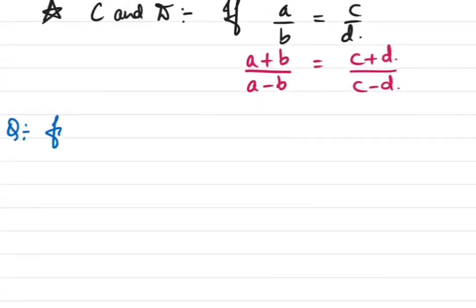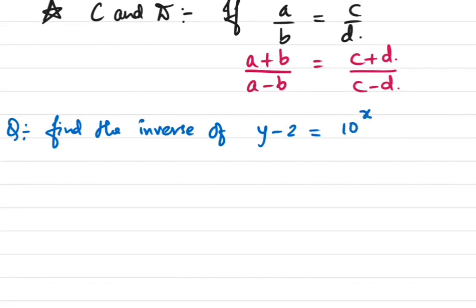The question says, find the inverse of y minus 2 equals (10 to the power x plus 10 to the power minus x) divided by (10 to the power x minus 10 to the power negative x). Okay, this is what we have to find, the inverse of this. Basically, how do we find the inverse? To make x the subject. Now here there is no conventional method, right? x is there in the exponent of 10, and here we have negative x. Just by looking at this problem, it becomes very cumbersome, it looks very hectic.